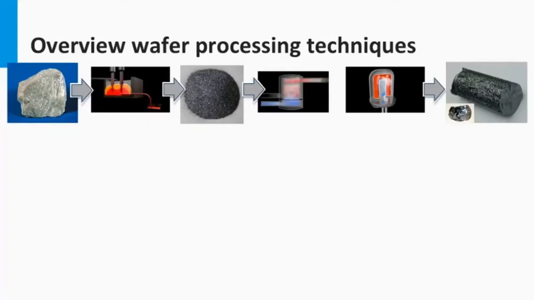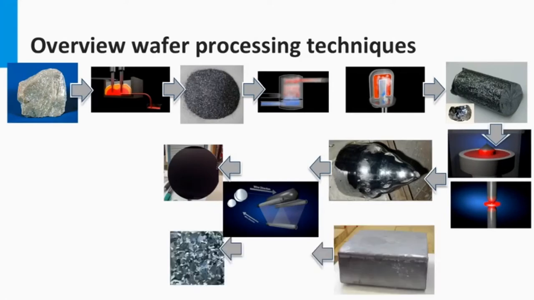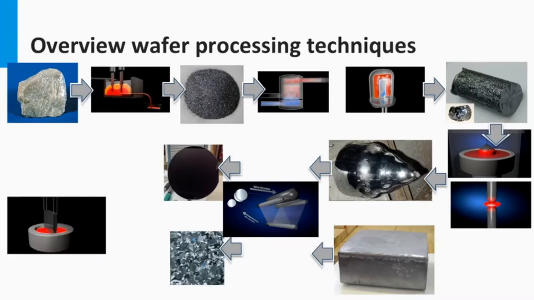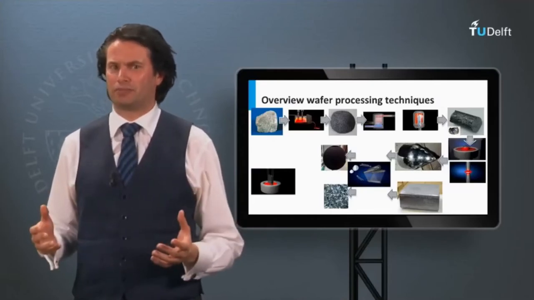Summarized, we have discussed how out of quartzite we first make metallurgical silicon and then polysilicon. Monocrystalline ingots are made using either the Czochralski or the float zone process. Multicrystalline ingots are made using a casting method. Wafers are being made by sawing these ingots. A method which does not have any curve losses is the so-called ribbon silicon approach. Now we know how we make the wafers.